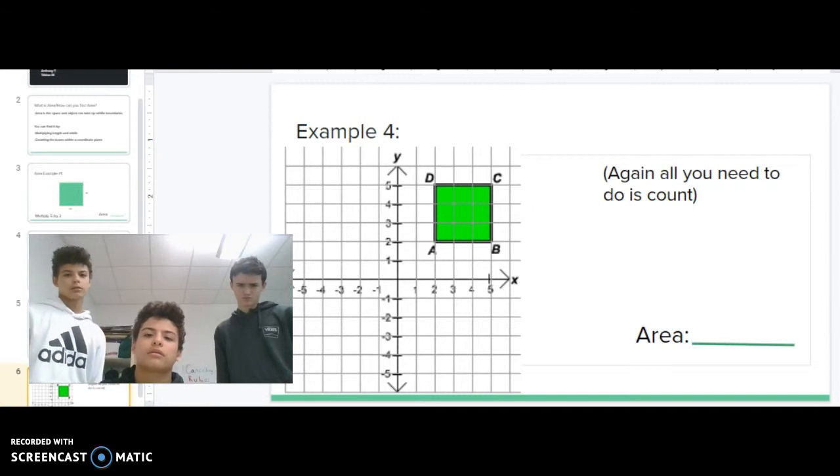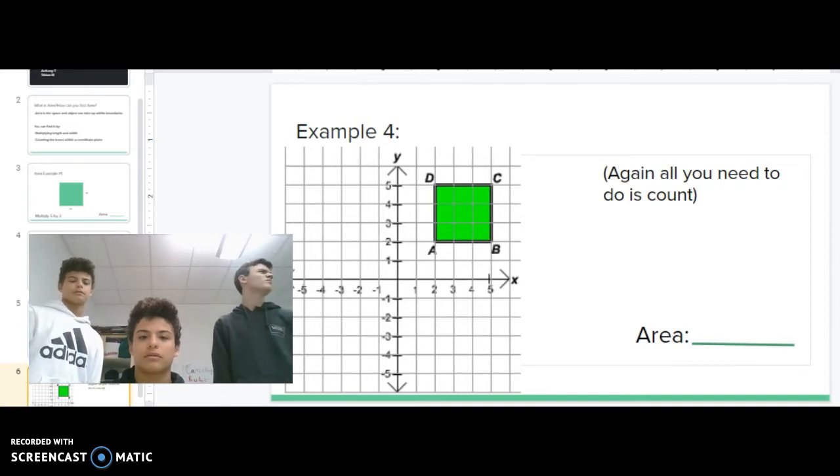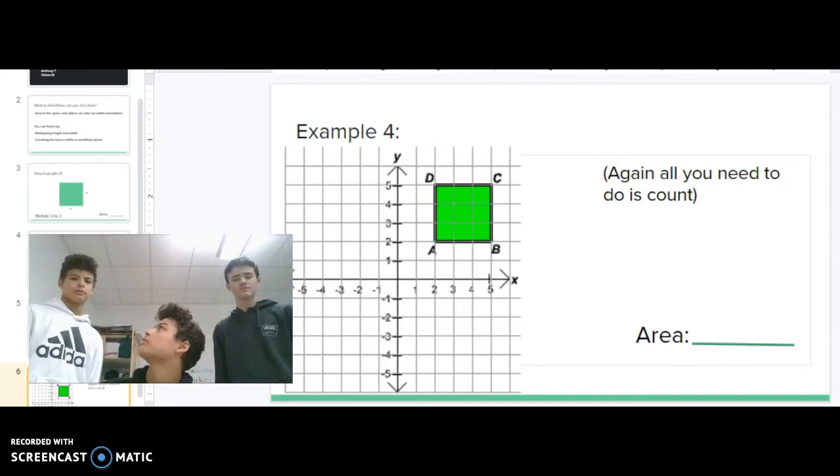Again, all you need to do is count inside the box. There's 1, 2, 3, 4, 5, 6 boxes. It's more than 6 boxes. 9 boxes.